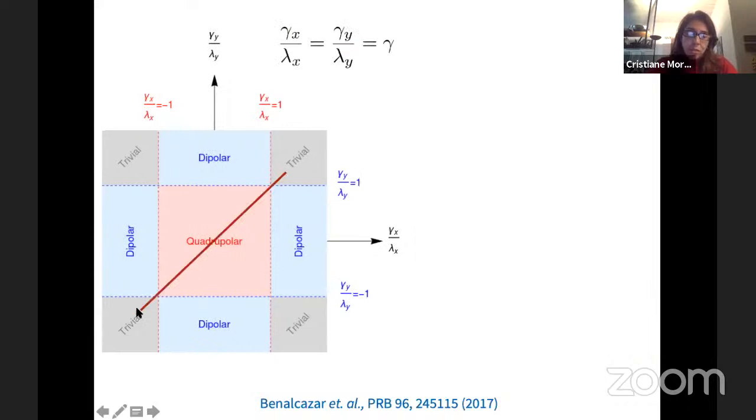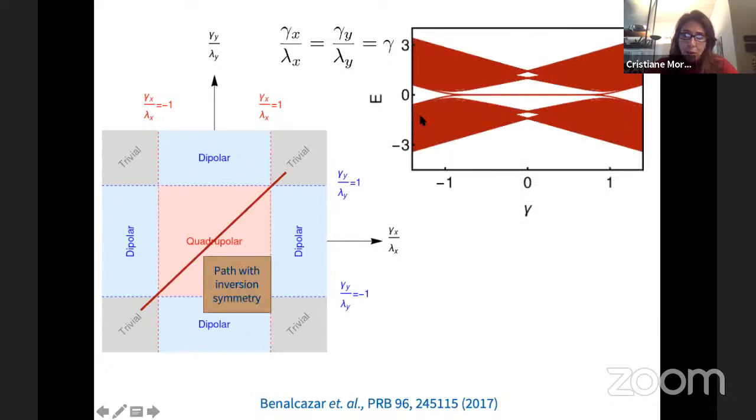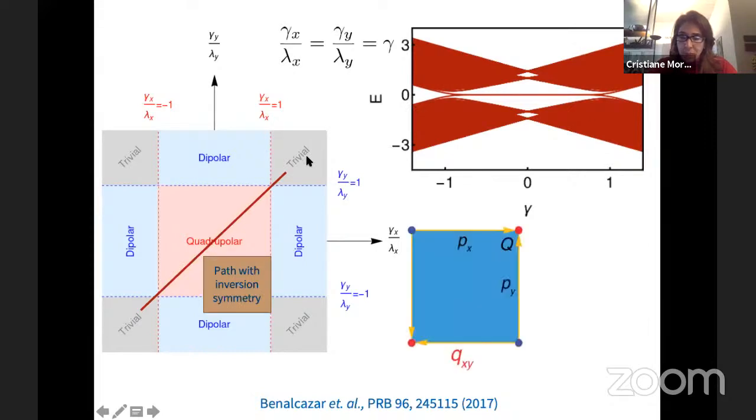Okay, so let's first concentrate on the simplest case, which is along the diagonal when gamma x over lambda x is equal to gamma y over lambda y, and we'll call this just gamma. In this case, we are just looking at the transition between the quadrupolar and the trivial phase. Let me recall with you the energy spectrum as a function of gamma for gamma x equal gamma y. We see that we have a 0 mode between -1 and 1, which means I am in the quadrupolar phase, and just a gap opening for the trivial phase and nothing else. In the quadrupolar phase, you can see here the px and the py converging to give me the red and the blue corner modes. These are the protected modes.